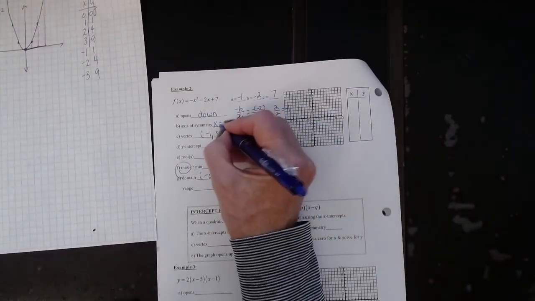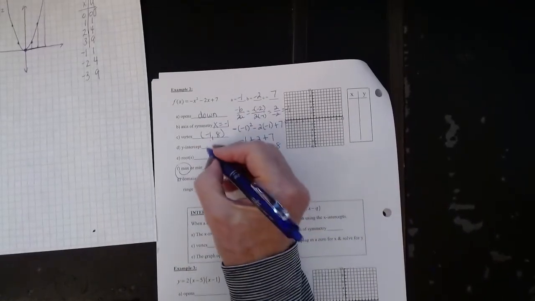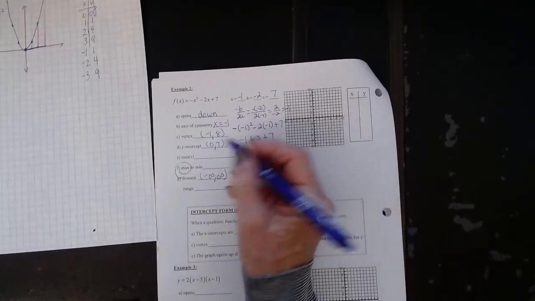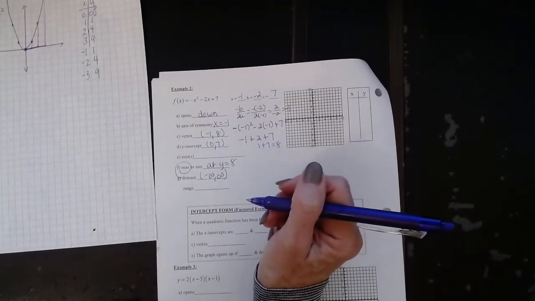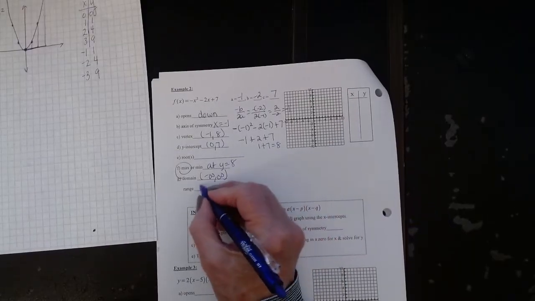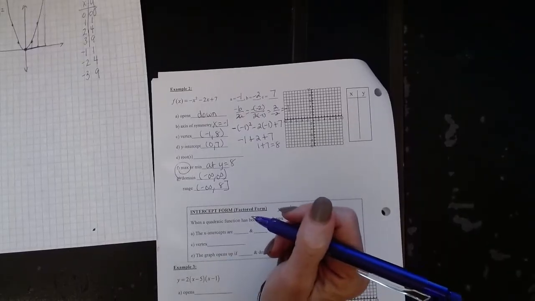Axis of symmetry is x equals negative 1. My y-intercept, straight from the equation, 0, 7. My max is at y equals 8. And because it's flipped, remember your range is flipped, so negative infinity to 8 with a bracket.